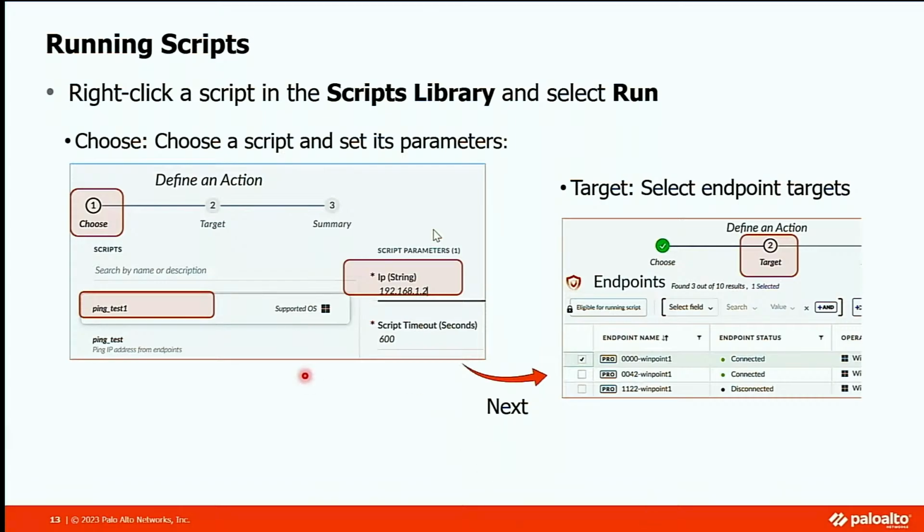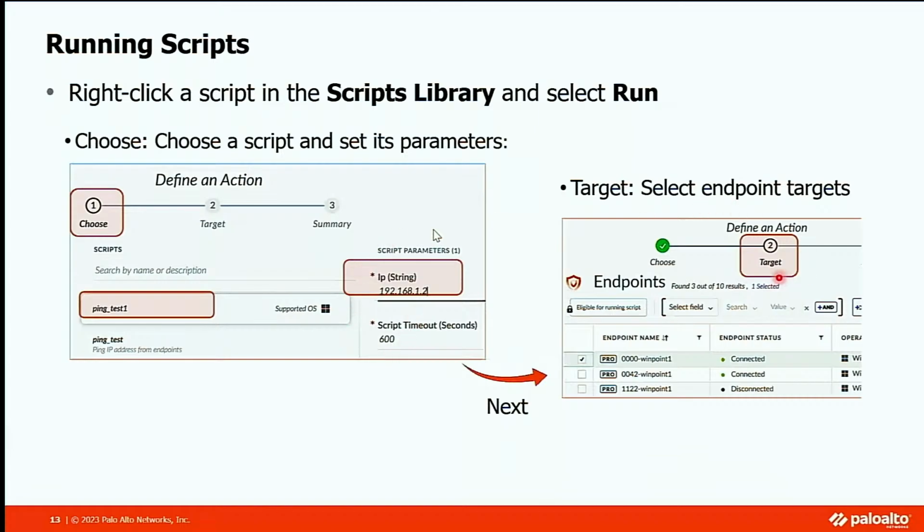So there's the 3 steps. How would you run the script? If you want to use the Action Center, or you right-click on the script, it will automatically choose run a Python script, and the script for you as the choose step. You then have to input the input parameters.